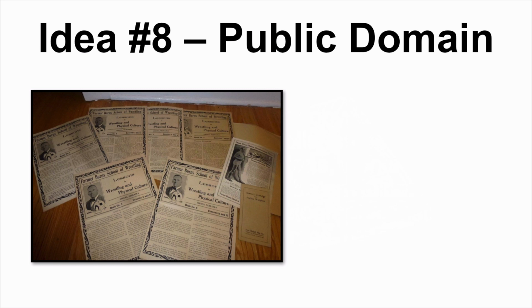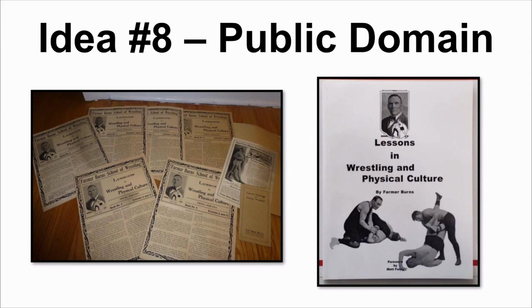Now this was an old wrestling course created in 1914. It was a direct mail thing that Farmer Burns was selling. And he found a copy of this on eBay, I believe, or somewhere. And he took it and repackaged it into lessons in wrestling and physical culture. It's literally just his foreword and then these lessons inside of a book. And he made millions of dollars selling this as a book.